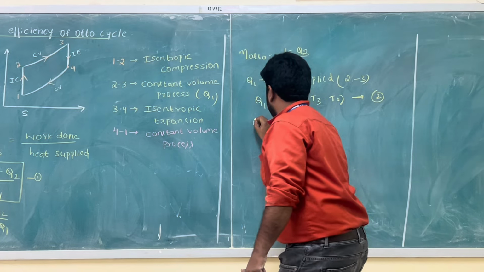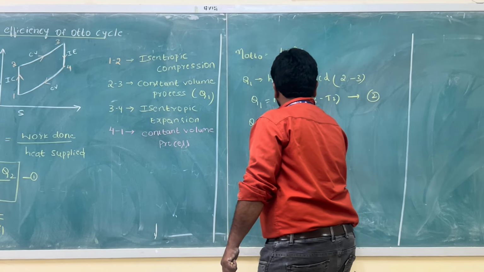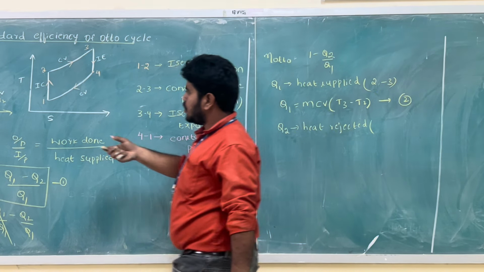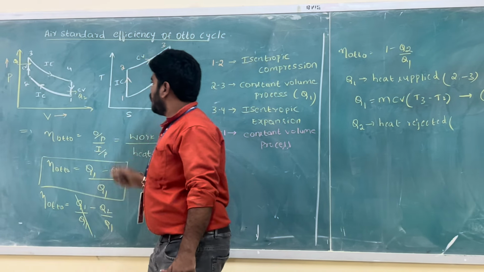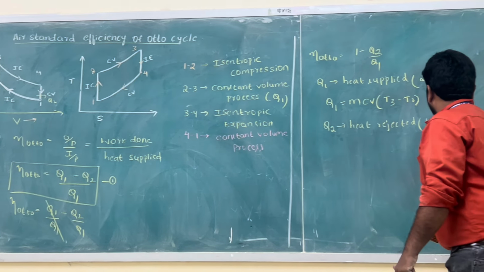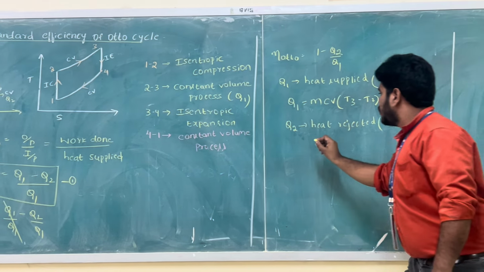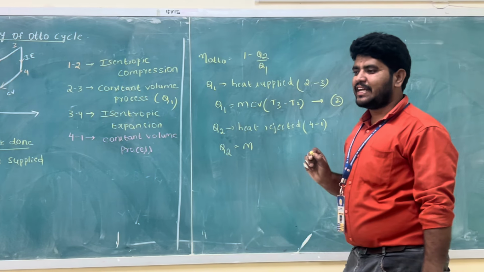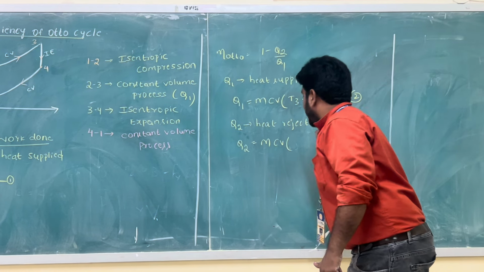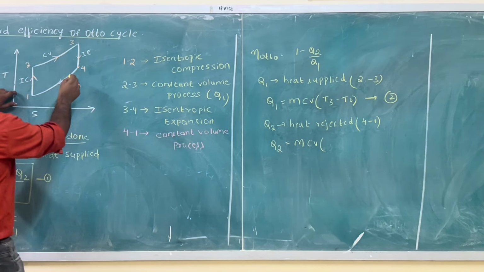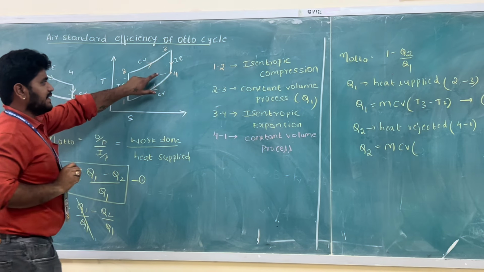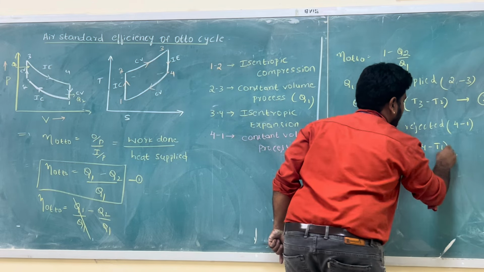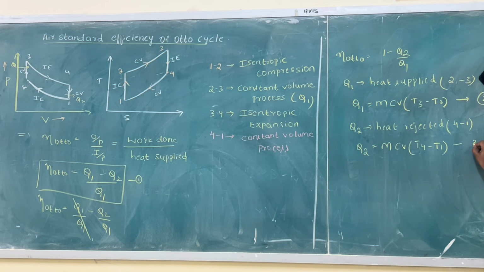Similarly, I go for the heat rejection Q2. The heat rejection also takes place during a constant volume process, which is 4 to 1. So Q2 is equal to m Cv, since the heat rejection also takes place in a constant volume process, and here you can see the temperatures: T4 is the greater temperature and T1 is the lesser temperature. So I take it as T4 minus T1. Q2 = m Cv (T4 - T1). This is equation number 3.